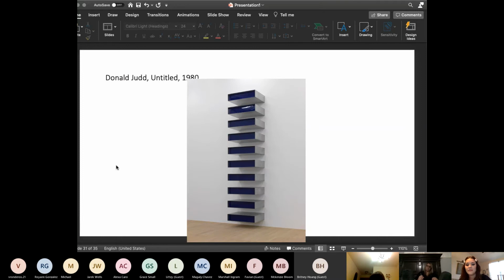Another example of repetition and rhythm is Donald Judd's Untitled. We have the same box repeating over and over and over again. They're all identical. Literally, because they were mass produced, so they're all identical.